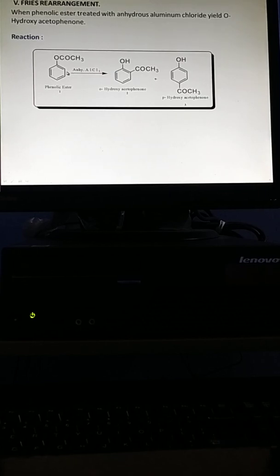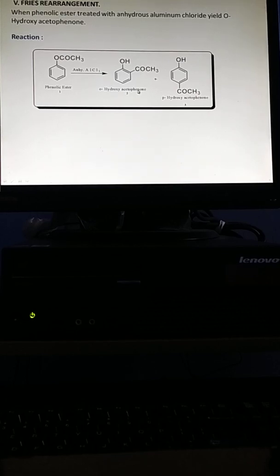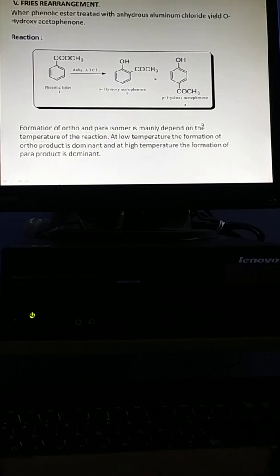When this is heated in the presence of anhydrous AlCl3, that is aluminum trichloride, we will get the orthohydroxyacetophenol as well as para-hydroxyacetophenol. So this is orthohydroxyacetophenol and para-hydroxyacetophenol. These are the products of this Price rearrangement.